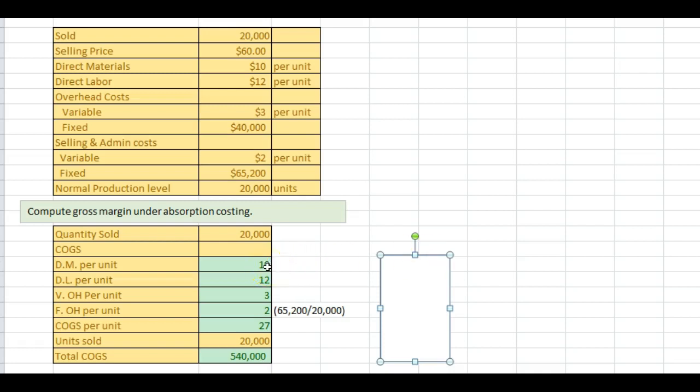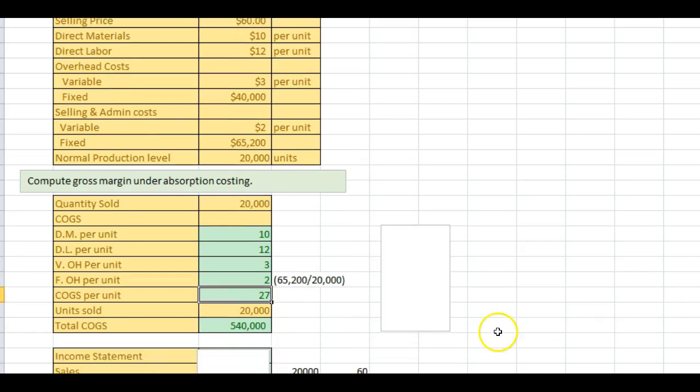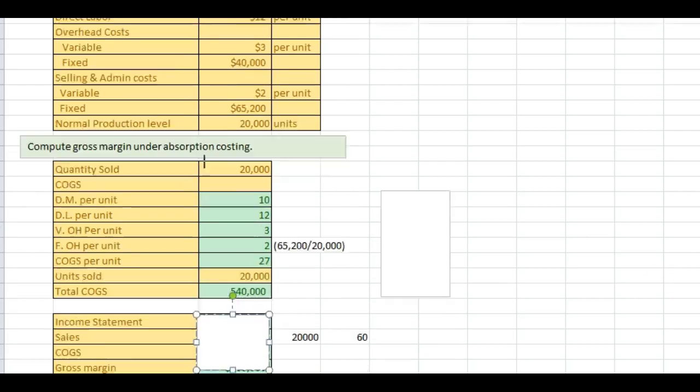So under absorption, I've got the materials, the labor, the variable overhead, and the fixed, which is 65,200 divided by what we produced, 20,000. That gives us a $2 per unit cost, and our cost of goods sold is $27 per unit. If I multiply that times the units sold, I find my cost of goods sold is $540,000.